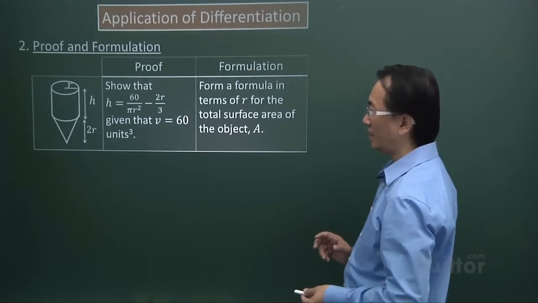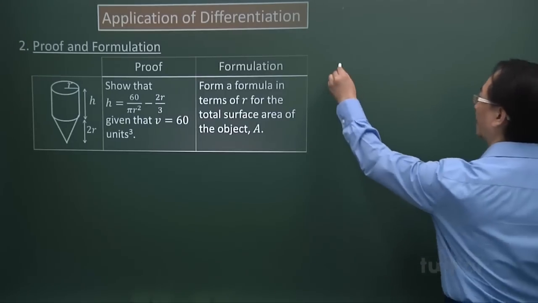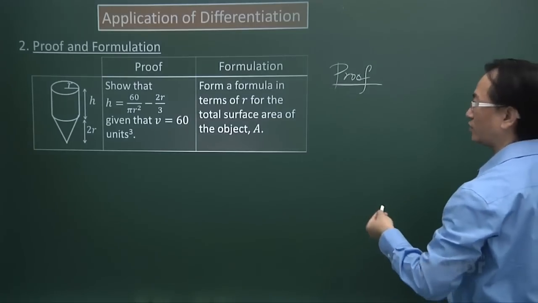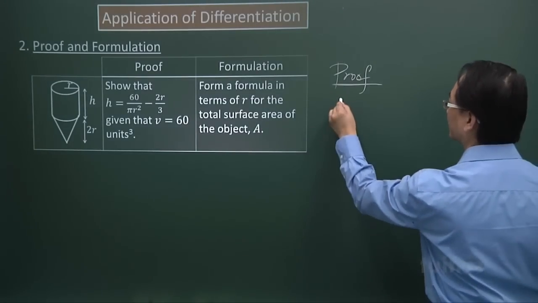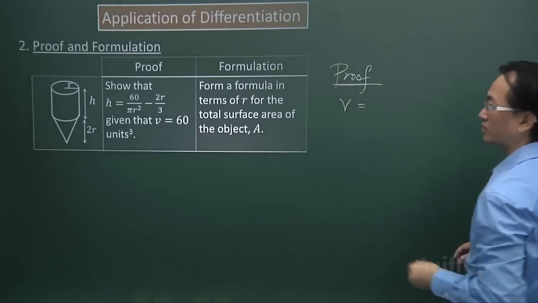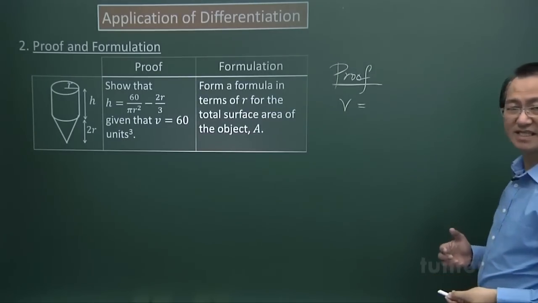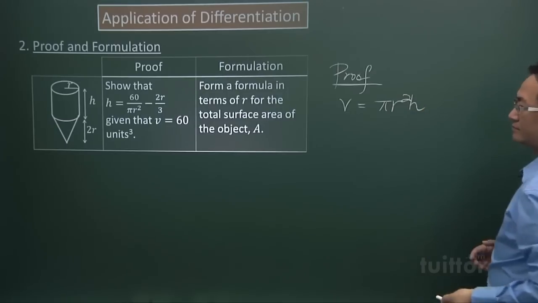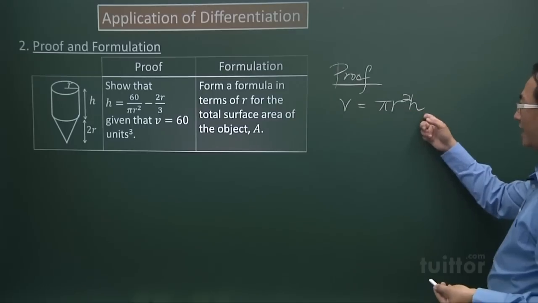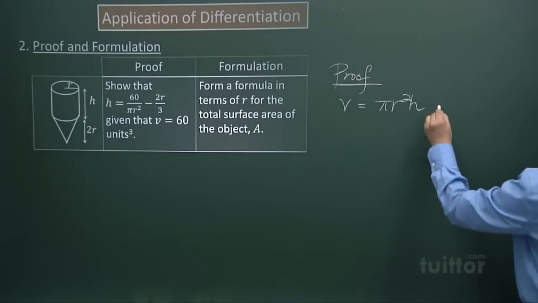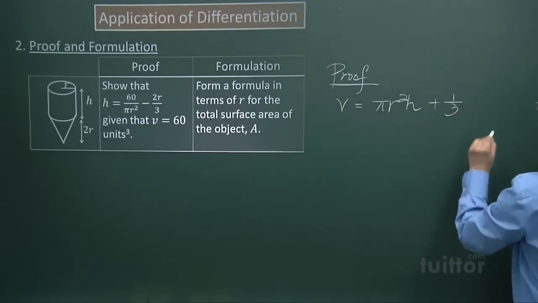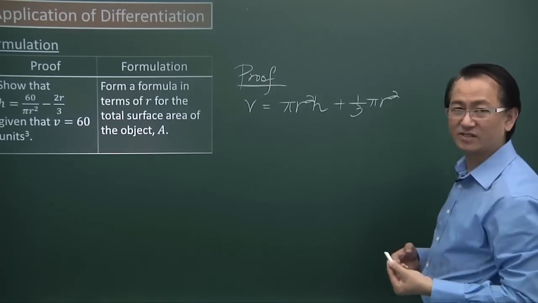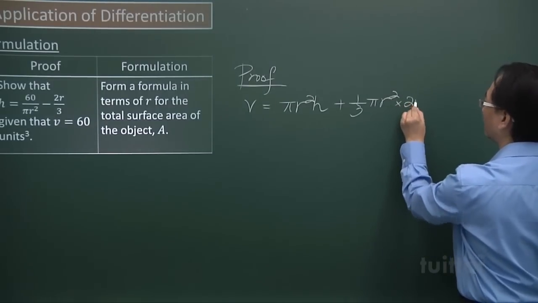So the way to do it is, under the proof, would be to systematically work through it. So the volume is equals to, now the volume of the cylinder is pi r squared h, the base area times the height. Then for the cone will be 1/3 pi r squared, and the height is 2r times 2r.